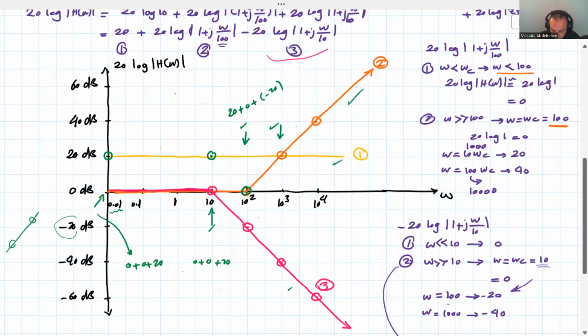Let's now take the fourth point. The orange is 20. The yellow is also 20. The red is minus 40. This point is minus 40. 20 plus 20 is 40, minus 40 is 0.